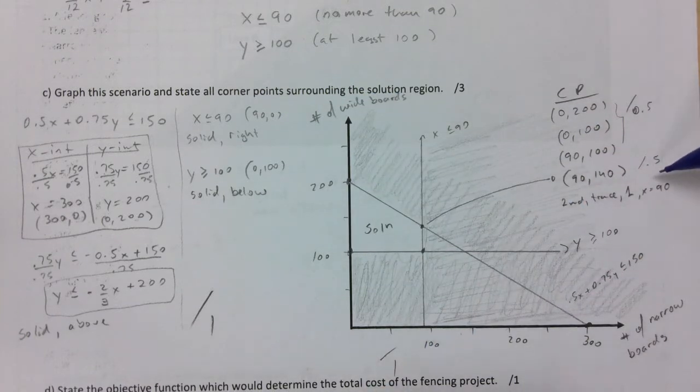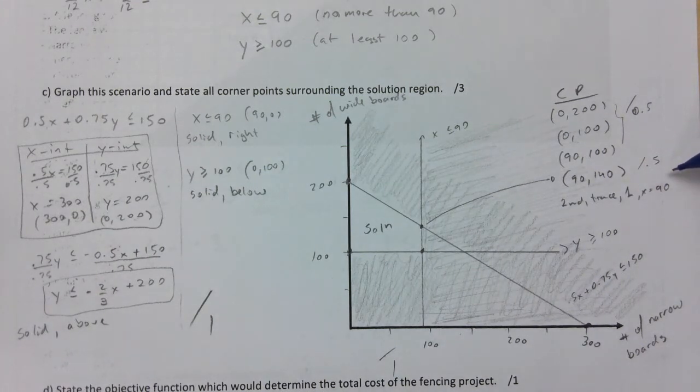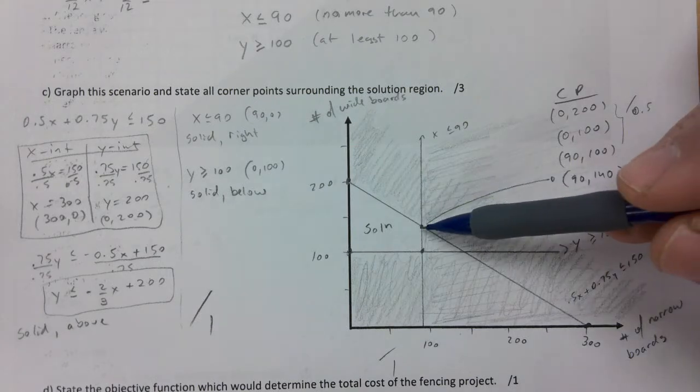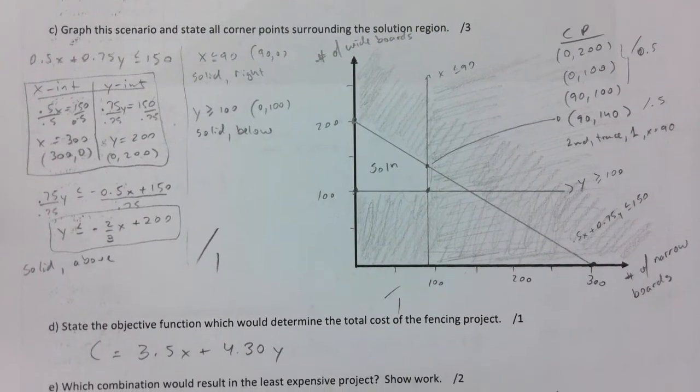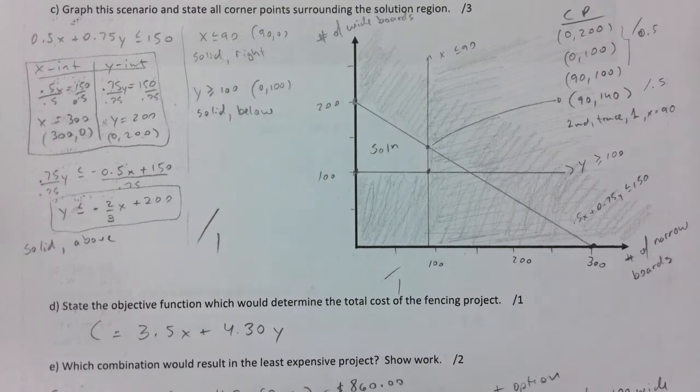And here's the breakdown for the corner points. You get half for these 3 here because these 3 are fairly easy to get, right? But the 90, 140, that one is worth half a mark on its own. I put the keystrokes there. You don't need to do that. But I'm emphasizing this one because it's a little harder to get. You have to actually use your calculator for that. So 3 marks are associated with that.